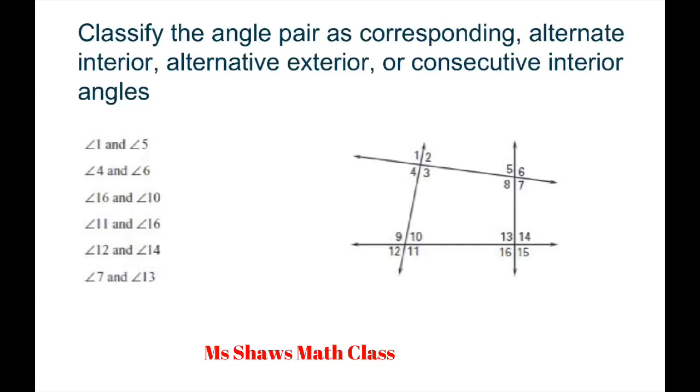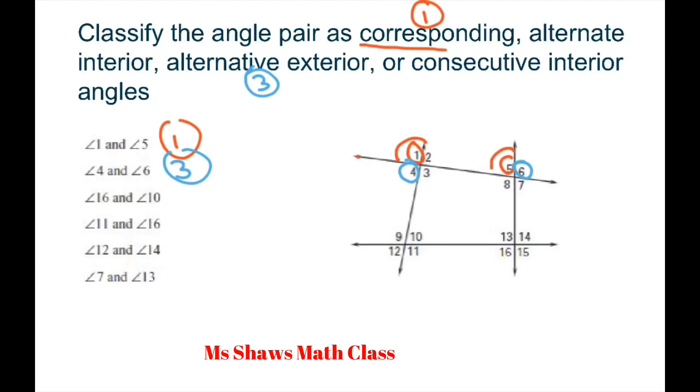So we have 1 and 5. If you draw a line here, they're on the same corner, on the same side. So that's corresponding. 4 and 6. They're alternating, but they're on the outside of the line. So that's called alternate exterior, which we're going to call number 3.